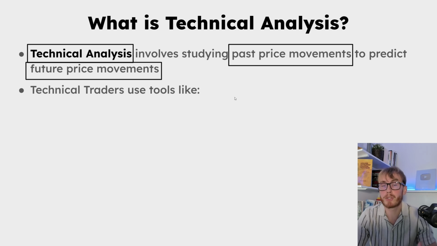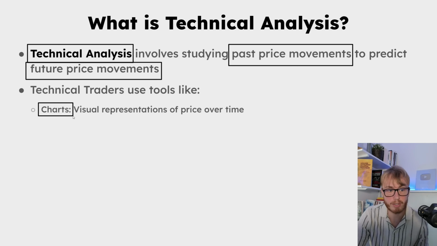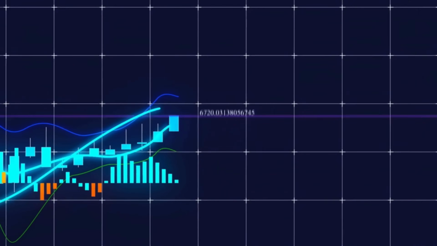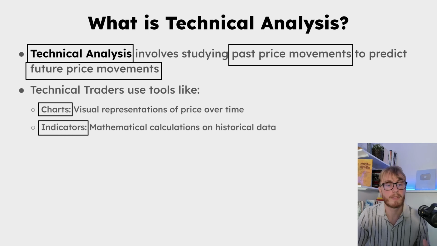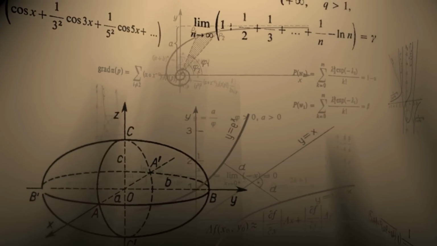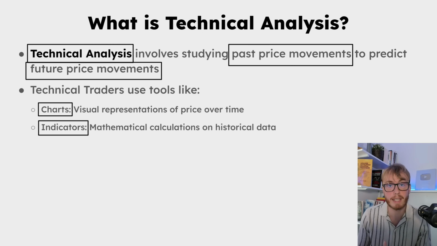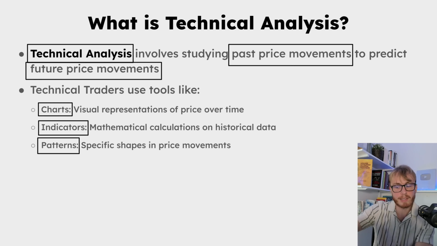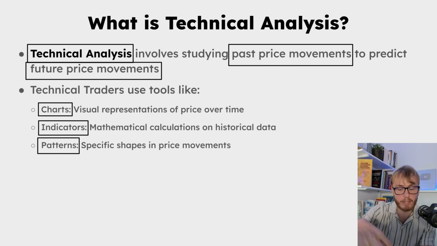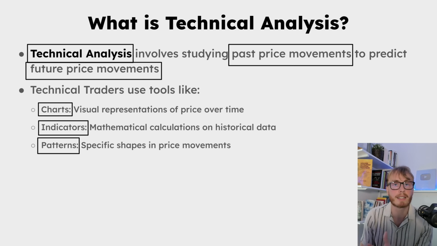Technical traders use tools like charts, which are basically visual representations of price over time. We also use indicators that are basically mathematical calculations on historical data, and also patterns, which are specific shapes and configurations of the price data that can give us an indication of where the price is likely to go next.